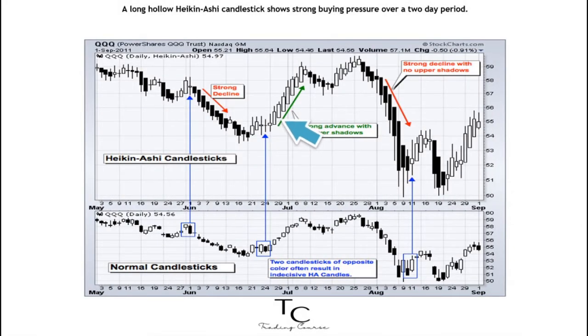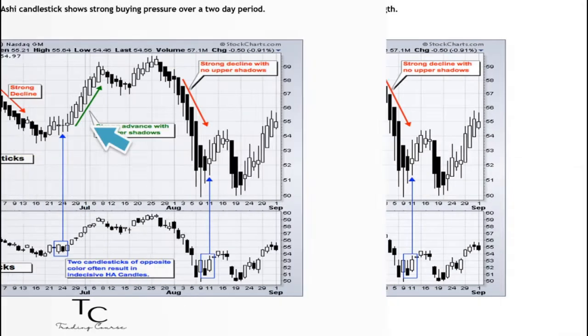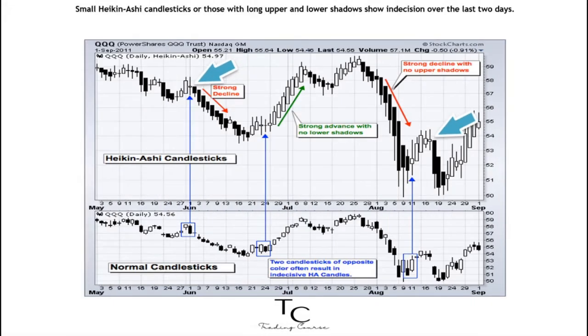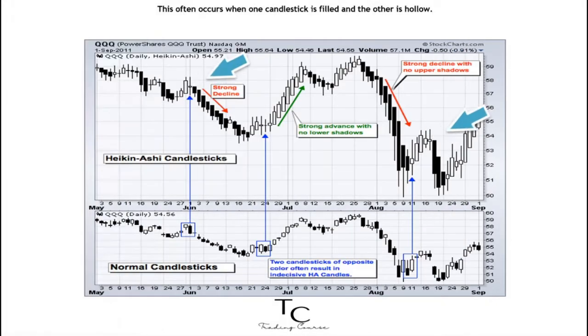A long hollow Heikin Ashi candlestick shows strong buying pressure over a 2-day period. The absence of a lower shadow also reflects strength. A long, filled Heikin Ashi candlestick shows strong selling pressure over a 2-day period. The absence of an upper shadow also reflects selling pressure. Small Heikin Ashi candlesticks, or those with long upper and lower shadows, show indecision over the last 2 days. This often occurs when one candlestick is filled and the other is hollow.